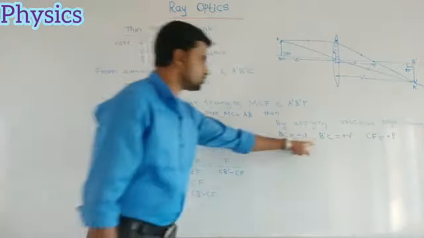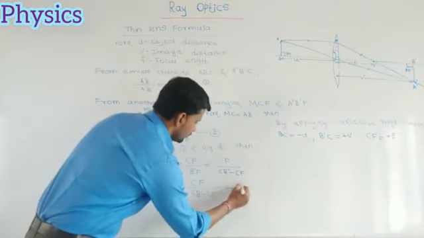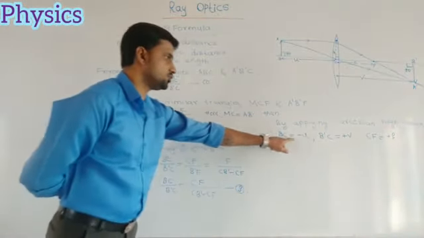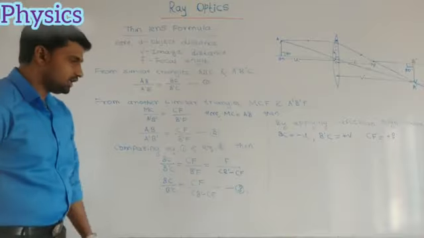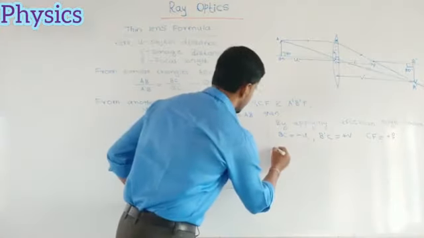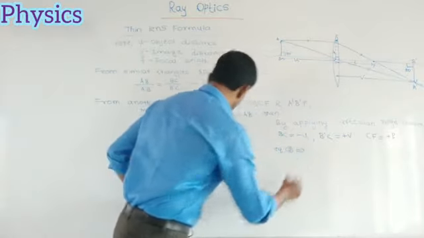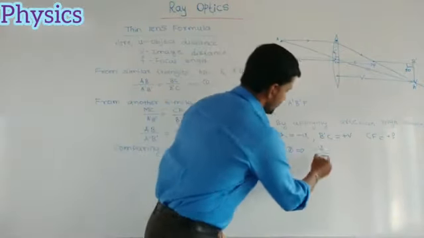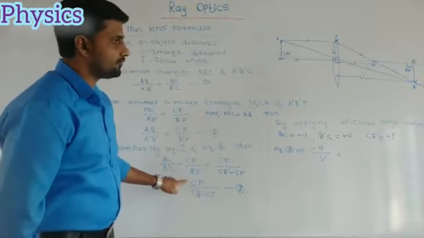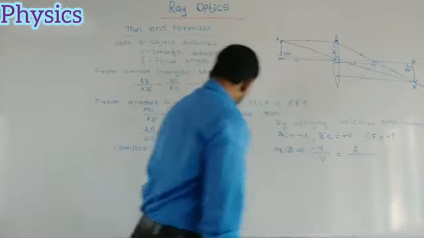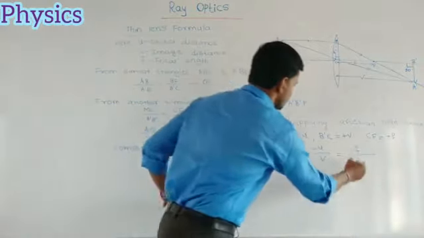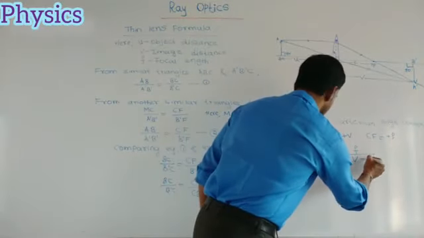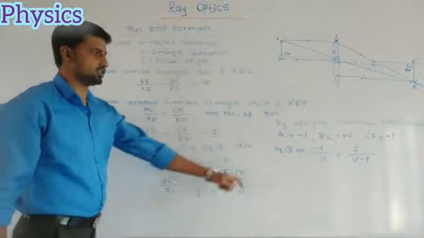After substituting all this into equation number 3, equation 3 becomes: BC is minus U, divided by B dash C, which is plus V, that is equal to CF, which is F, divided by CB dash, which is V, minus CF, which is F. After substitution, we get the equation like this.